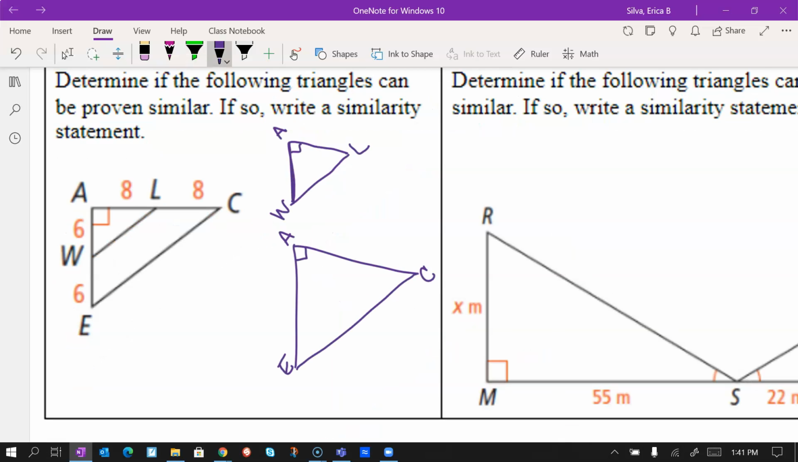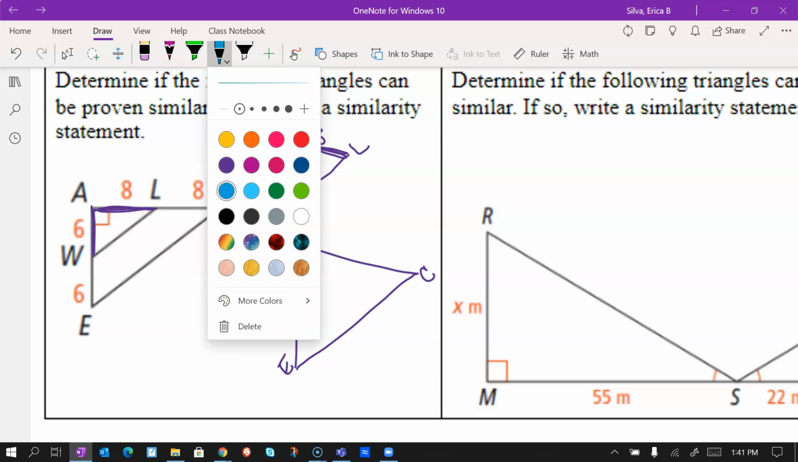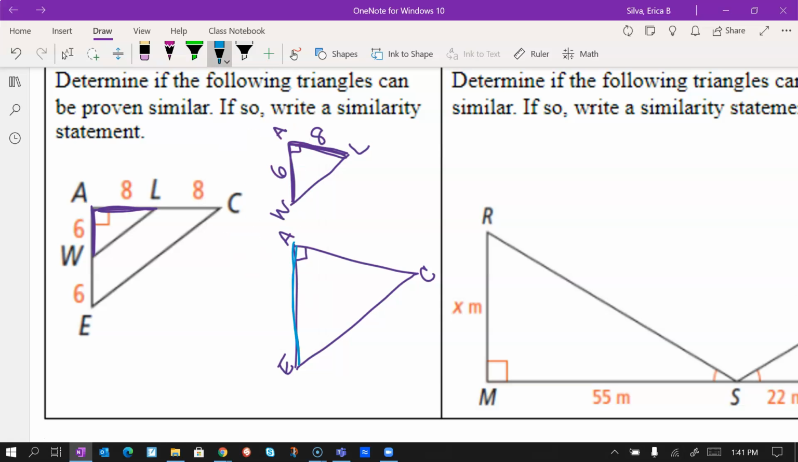So AW is this right here. That's 6. AL is 8. Now let's go for AE. And what is AE going to be equal to? 12. Good job. Remember, we need to add 6 and 6. That gives us 12. And what is AC? 16. Good. And how do we get 16? 8 plus 8.